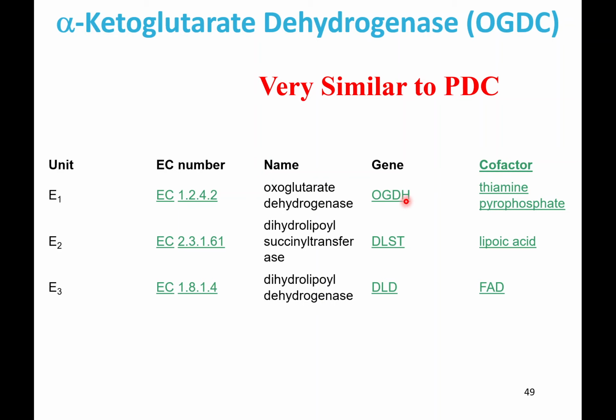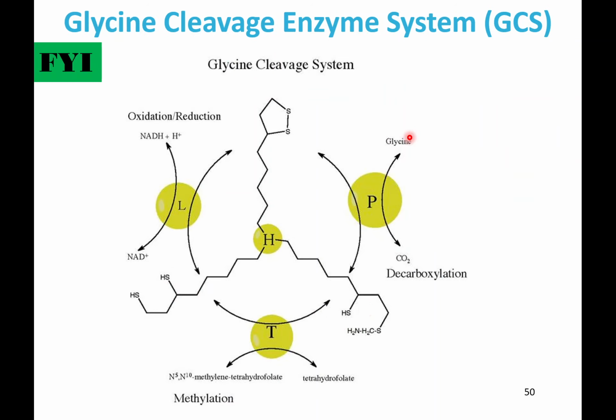OGDH is very similar to E1. DLST is the same as the E2, and in fact, the DLD is the same enzyme as E3. As far as I know, the E3 and DLD are the same in both of these complexes. And just as an aside, this is the enzyme system I work on, which is the glycine cleavage enzyme system, and it also shares a lot of similarities with those two complexes.